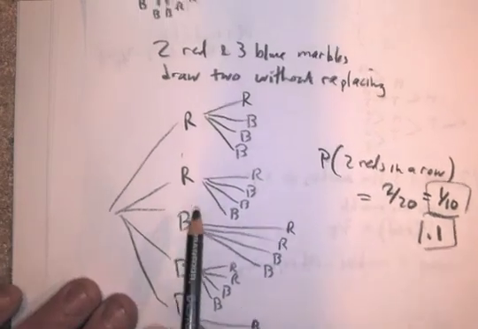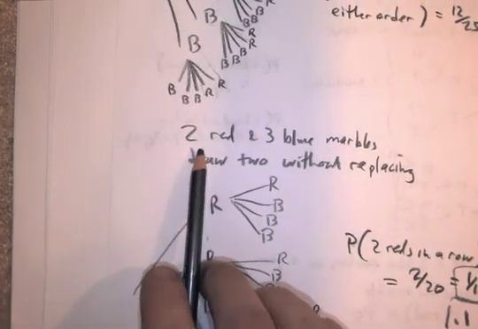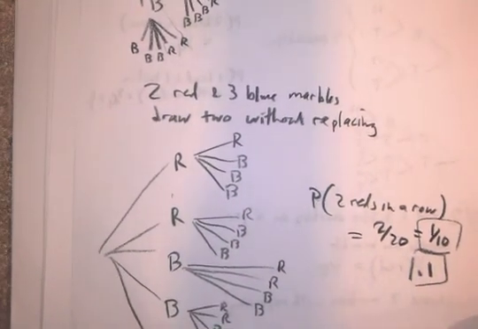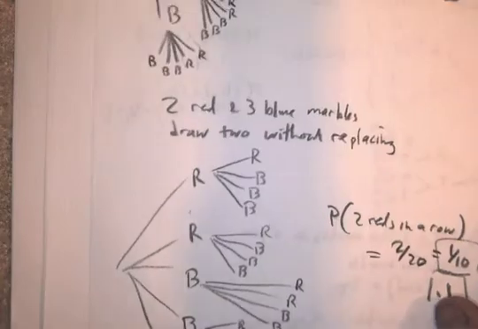So kind of unlikely, right? To get 2 reds in a row is pretty tough. Only going to happen 10% of the time. All right, it's basic probability trees. Hopefully that all makes sense to you guys.